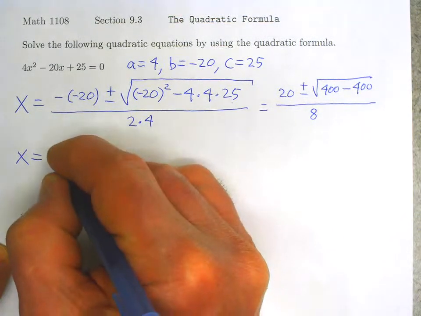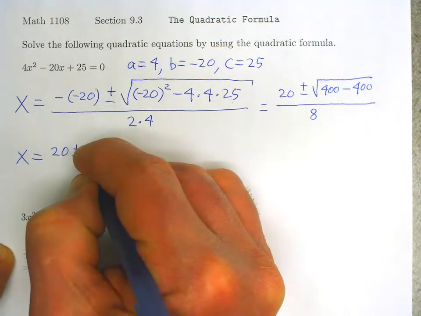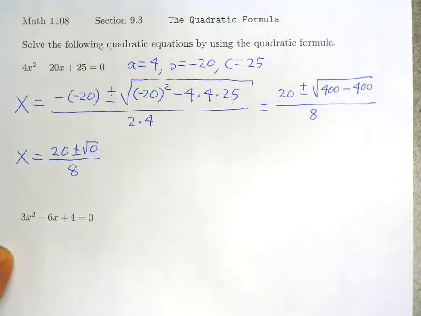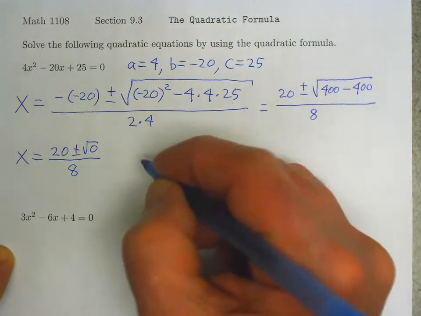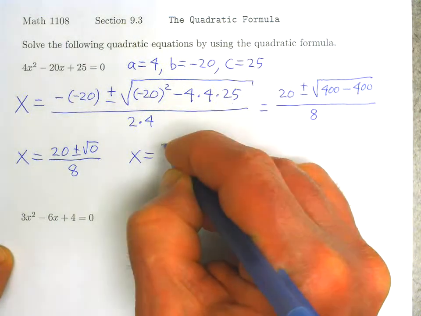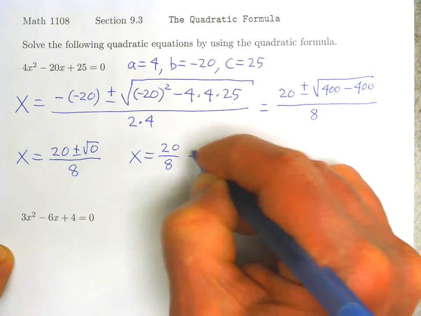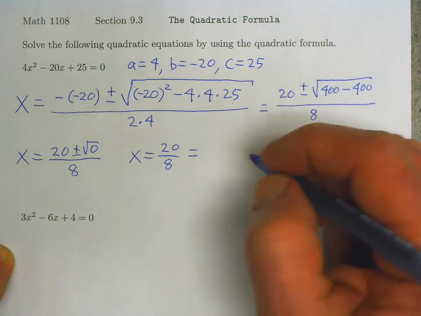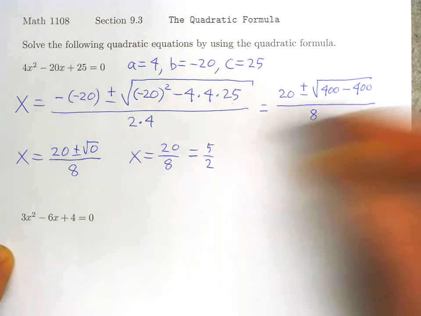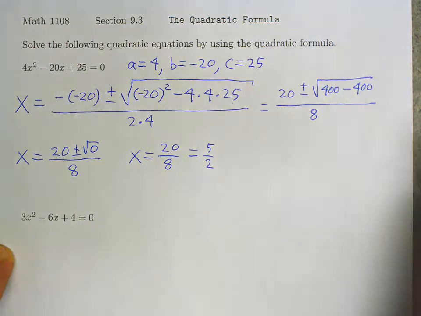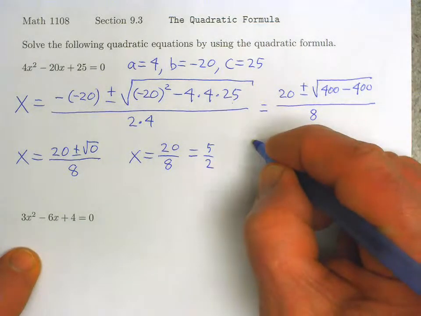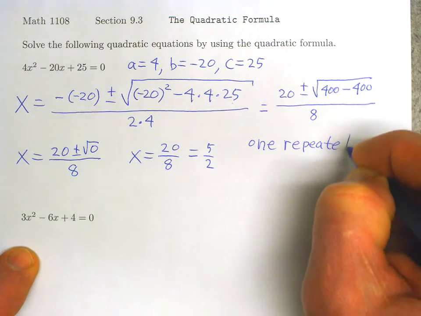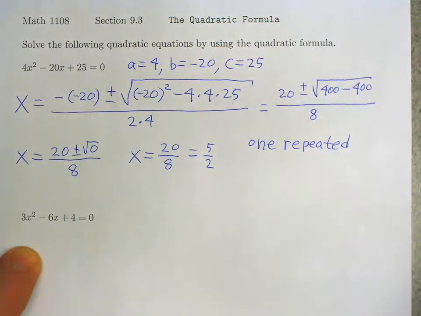And so we get x equals 20 plus and minus the square root of 0 over 8. So there's just one repeated solution. So x equals 20 over 8. And we want to write it in lowest terms. So this reduces to 5/2. So one repeated real solution whenever the discriminant is 0.